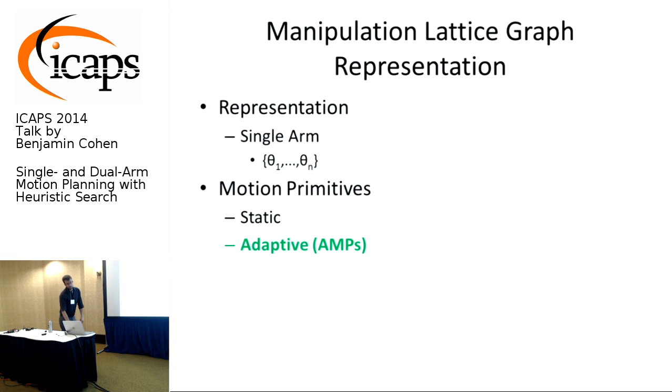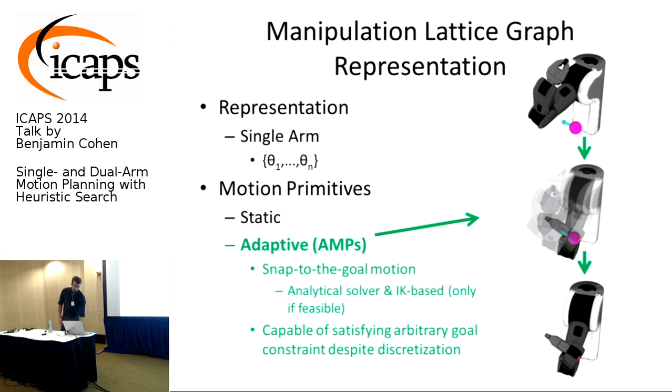We also have adaptive motion primitives. These are generated at runtime on the fly using analytical solvers and inverse kinematics to compute the motion required to go from your current state to the goal state in a single motion. After we compute that motion, we check if it's valid, if it's collision-free, and then we compute its cost, and we throw it in our graph, just like any other edge.